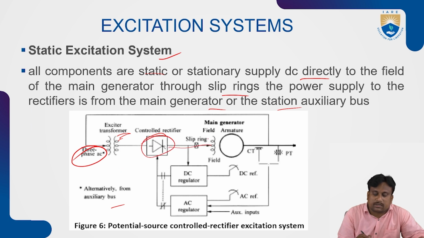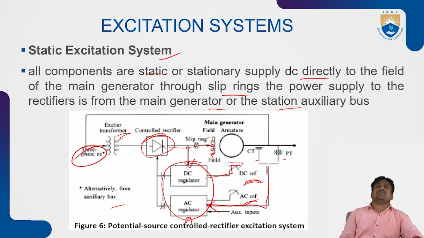So this block is connected to the slip ring arrangement, followed by DC and AC regulators on either side. This block contains the connecting path to the controlled rectifier. The ends of these paths make the DC reference as well as the AC reference. One of the CTs and PTs follows to the armature set, and they are excited by one of the auxiliary input sets for the AC regulator. So this combination is dealt with in the potential source controlled rectifier excitation systems.